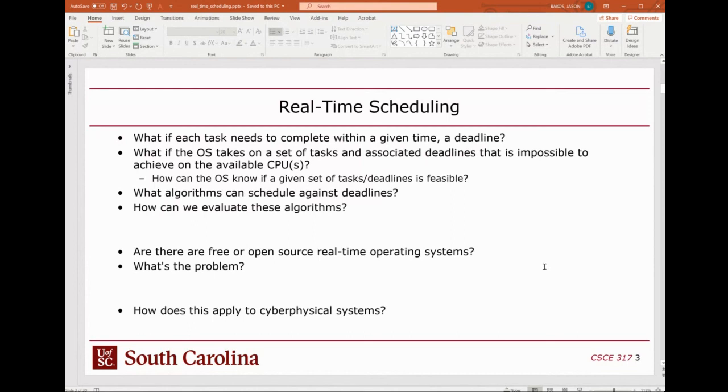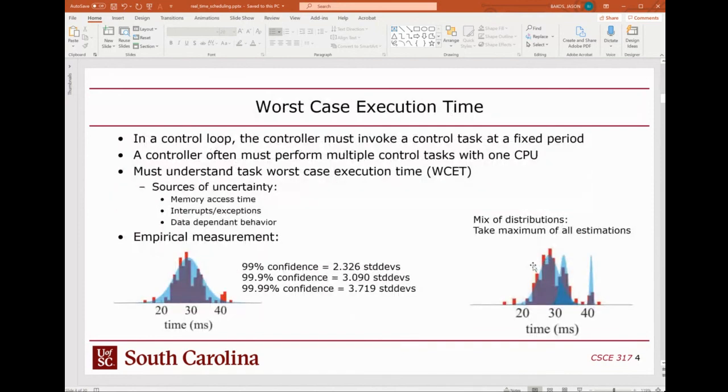The problem is that real-time scheduling is really hard, and one way you know that is that there are essentially no real-time operating systems available that are free or open source. It's kind of a specialized area. And part of the reason is that it's difficult to do real-time scheduling. It's a very hard problem, and it's still sort of an open problem.